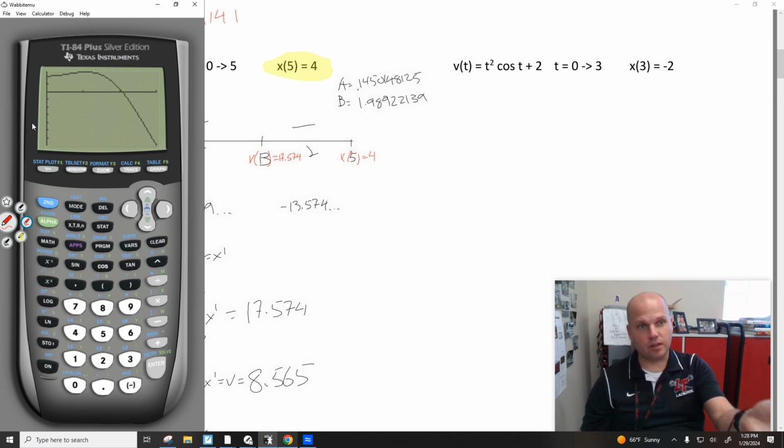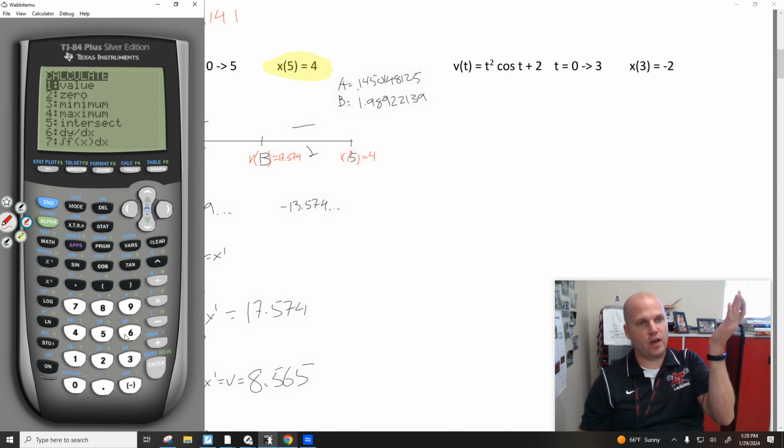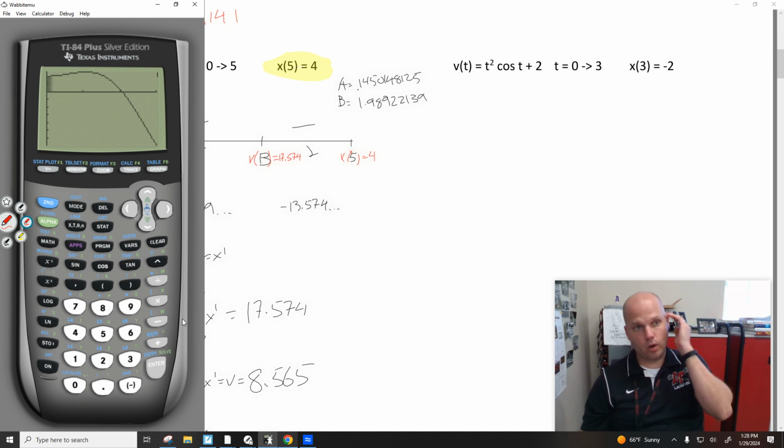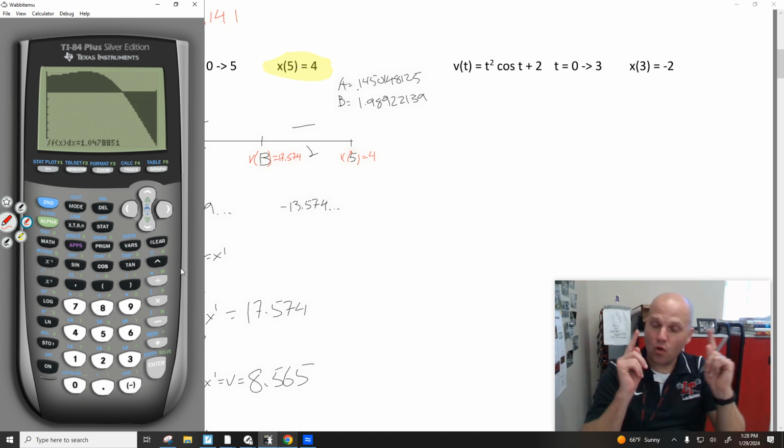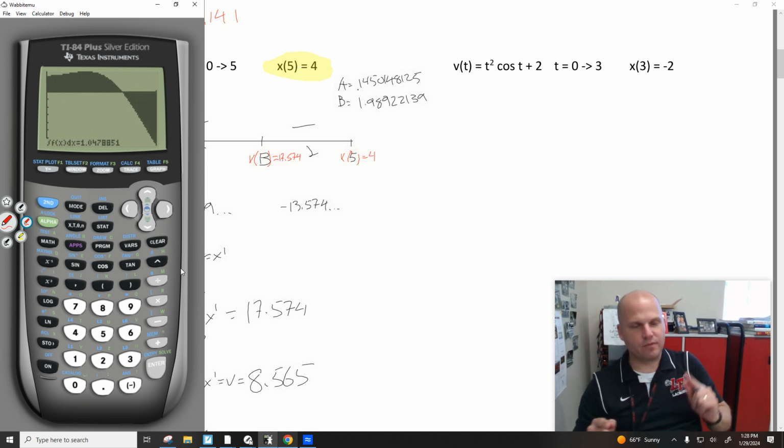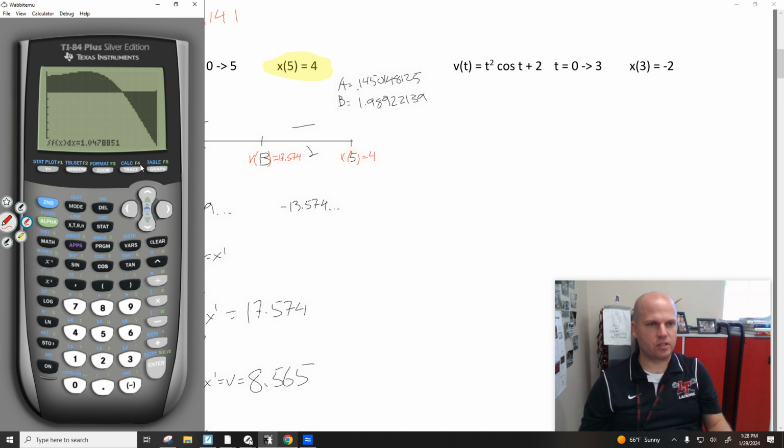Now, I don't actually know, do I move to the right more than I move to the left? Not sure. Maybe really quickly, I'm just going to find the accumulation from 0 to 3. What is my overall displacement? This is how far I go left, and that's how far I go right. Overall, I go right a little bit more than I go left. That's cool. Make sure that makes sense.